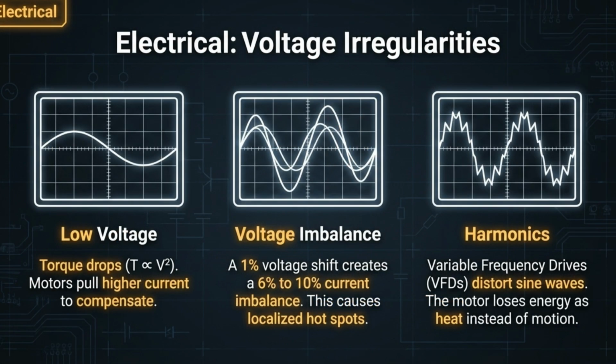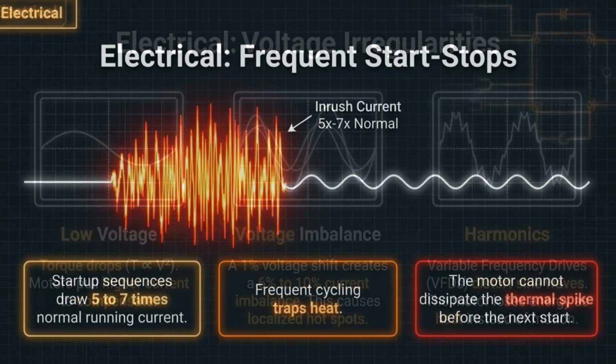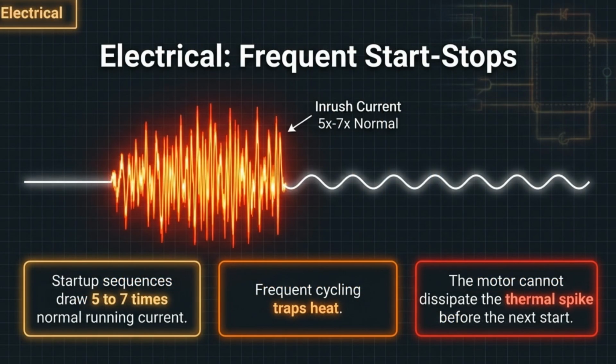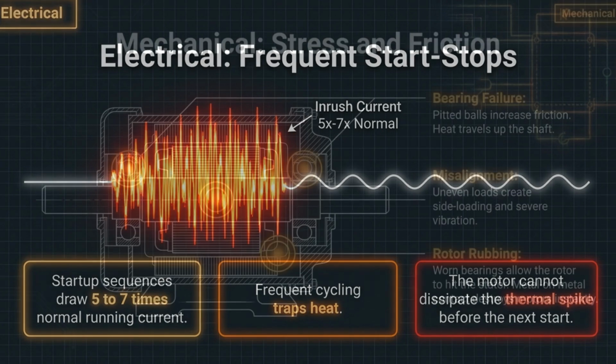Voltage irregularities, such as low voltage, voltage imbalance, and harmonics, also cause electrical heating. A 1% voltage shift can create a 6% to 10% current imbalance, leading to hotspots. Frequent start-stops generate inrush current, 5 to 7 times the normal running current. This frequent cycling traps heat, as the motor cannot dissipate the thermal spike before the next start.